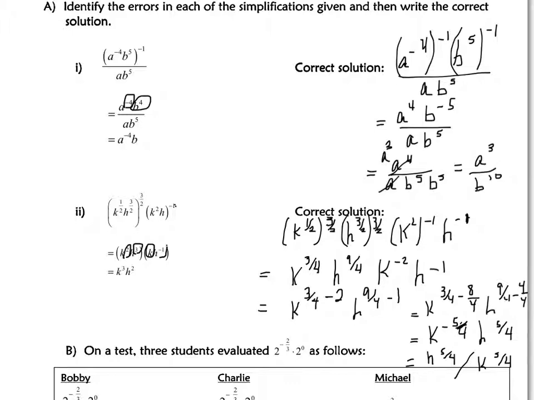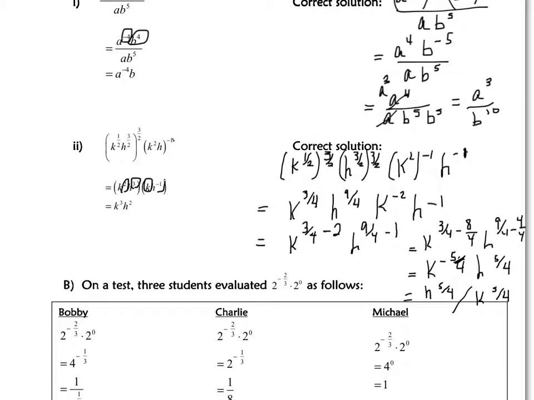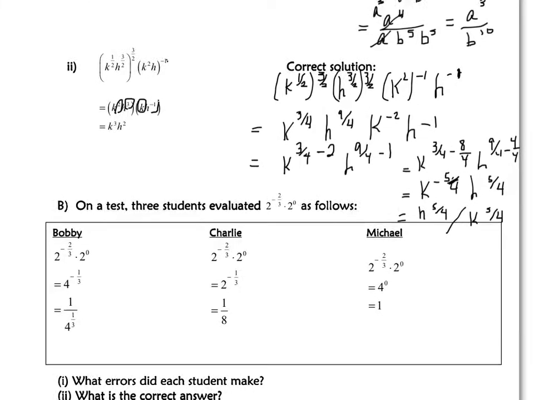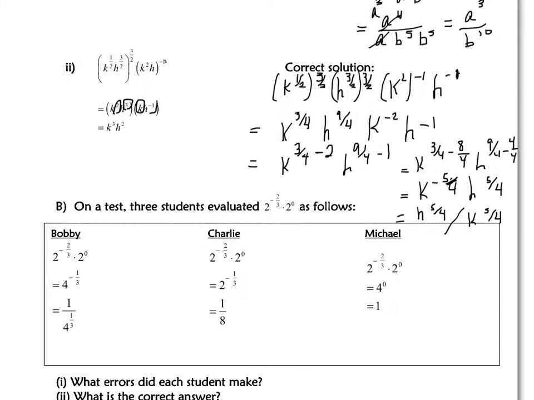All right, so the next question asks you to look at the errors. 3 people tried to evaluate this, and these were 3 errors. So you're trying to evaluate 2 to the negative 2 over 3 times 2 to the 0. So it looks like Bobby multiplied the 2 by the 2. Can't do that. I'm not sure what he did with the exponents, but you can't multiply the bases.